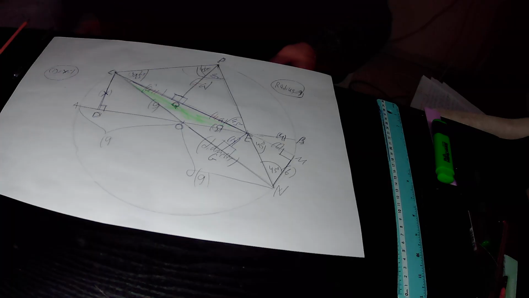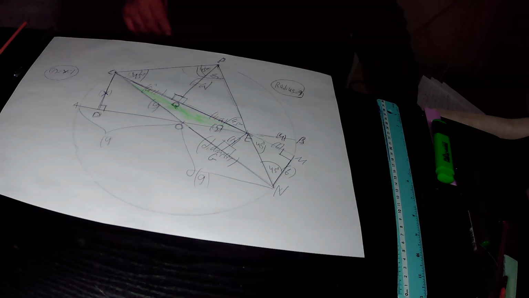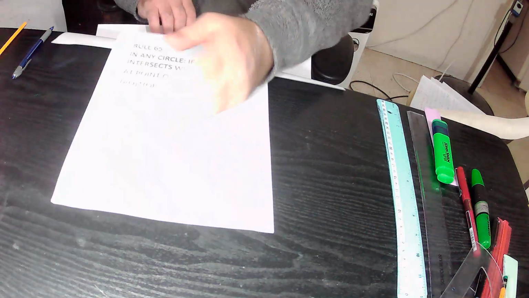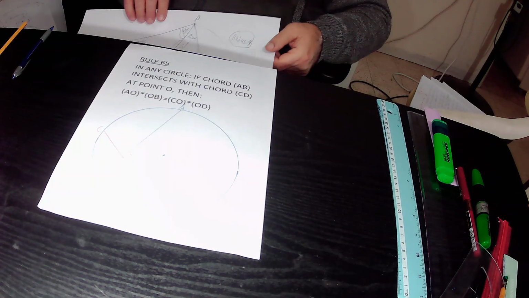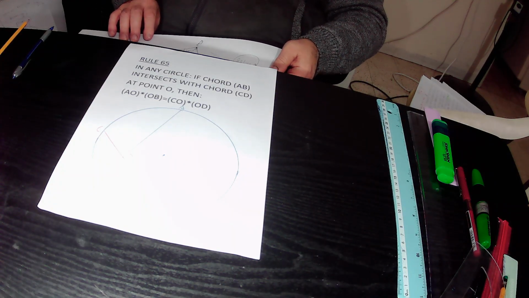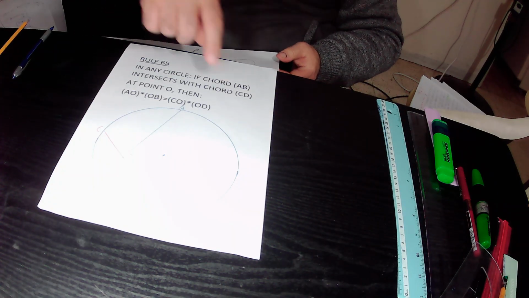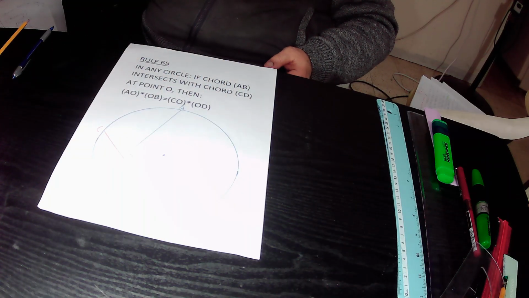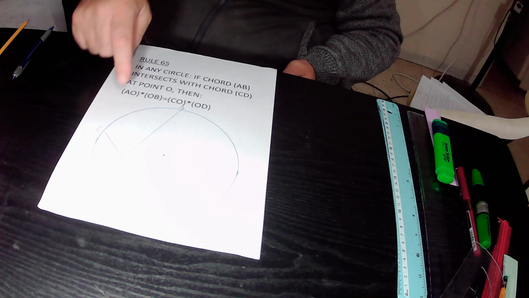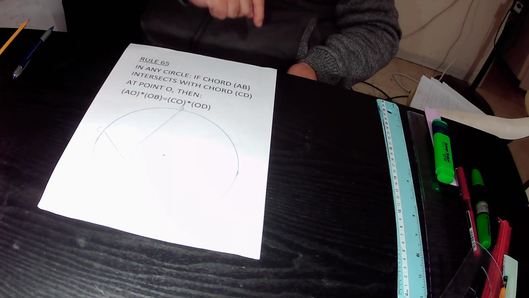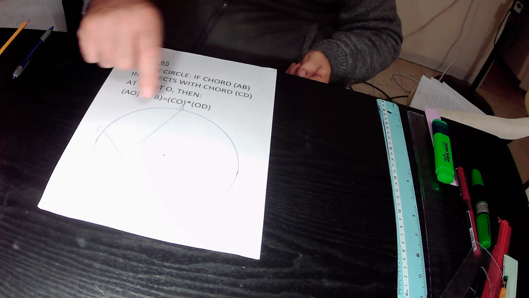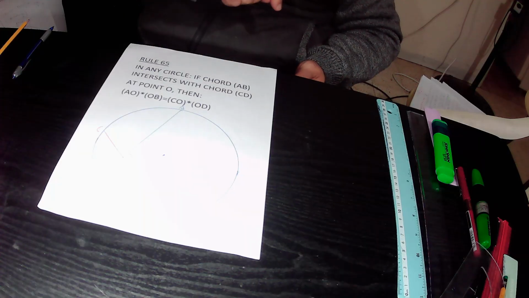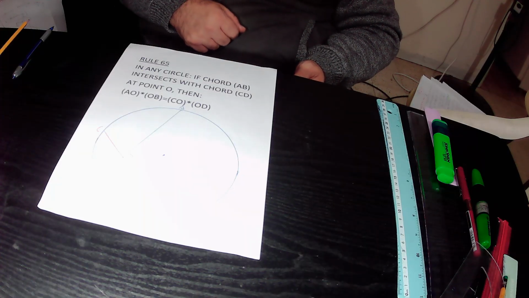Let's quickly repeat rule 65. First of all, it holds in any circle, so this circle could be any circle. According to rule 65, if chord AB intersects with chord CD at point O, then AO times OB equals CO times OD. So we can implement rule 65 in our drawing.